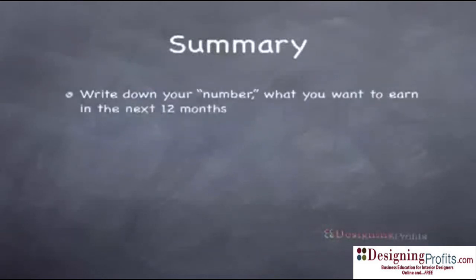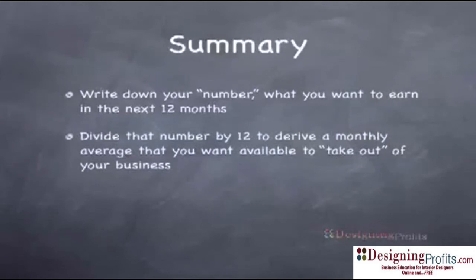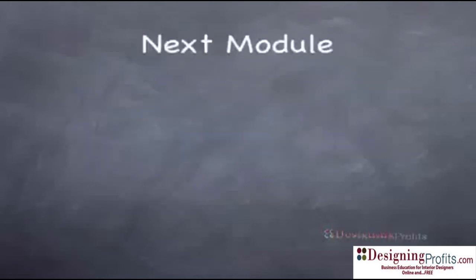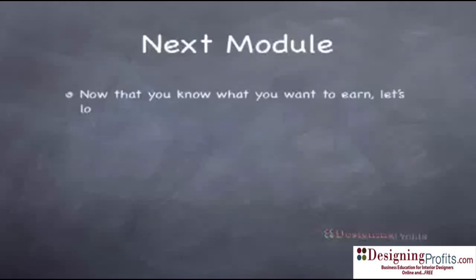To summarize this segment, write down your number, that is what you want to earn in the next 12 months. Then divide that number by 12 to derive a monthly average that you want available to take out of your business. And finally, review what you are willing to do differently, perhaps, to earn that amount. At that point, you'll be ready to move on to the next module.